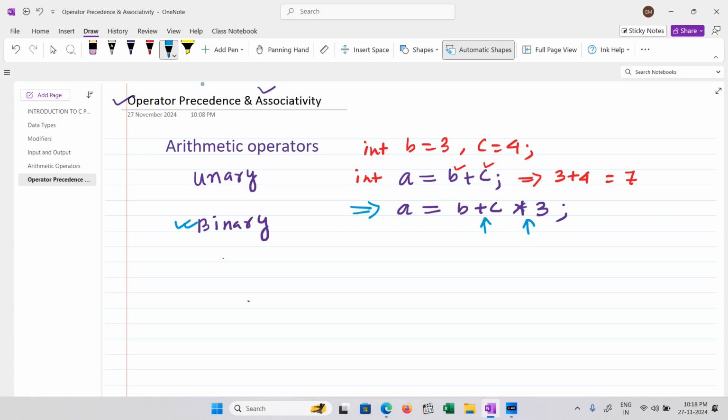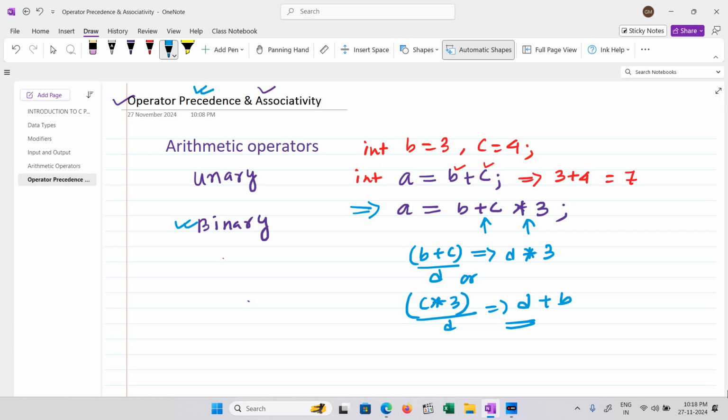which operation will the compiler perform first? Will the compiler first consider B plus C, and the result of B plus C, suppose we call it D, will be multiplied with 3, or will the compiler first perform C multiplied by 3 and the result of this will be added with B? To answer this question, we need to understand operator precedence.